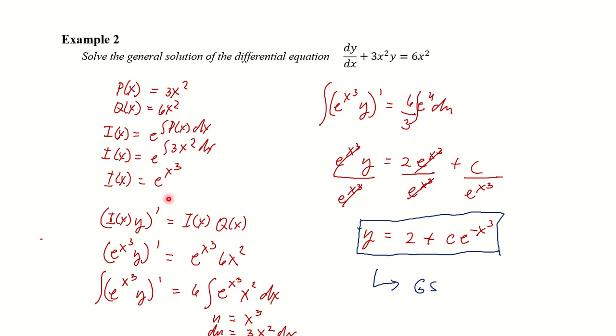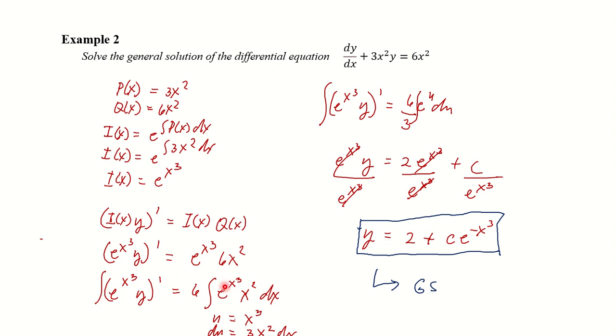Okay? Then applying the rule in solving the general solution of a first order linear differential equation, it is always written in this form: the derivative of the product I of x and y is equal to I of x times q of x. We take the derivative of the product of I of x and y, so we'll be having e raised to x raised to the third power y prime, and that's equal to the integrating factor again, e raised to x cubed, times q of x, that's 6x raised to the second power.